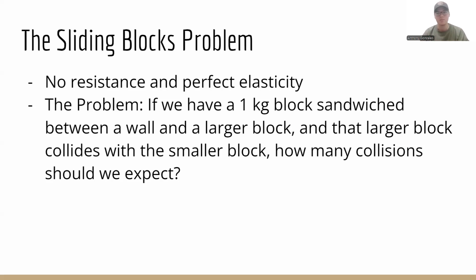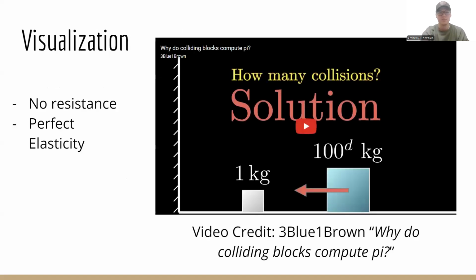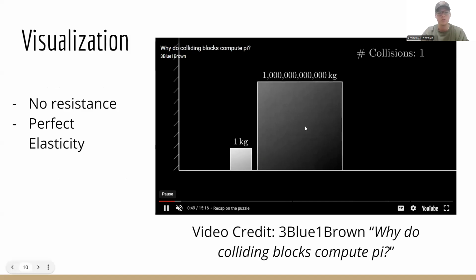Given that this is a presentation on pi, I think you're going to see some of the numbers that involve pi. So let's look at a visualization. And this is where no resistance and perfect elasticity comes in, because if we had some sort of resistance or if we had any sort of elasticity, then the blocks that are sliding, there would be outside forces, and we don't want that in an experiment. So this is what it looks like.